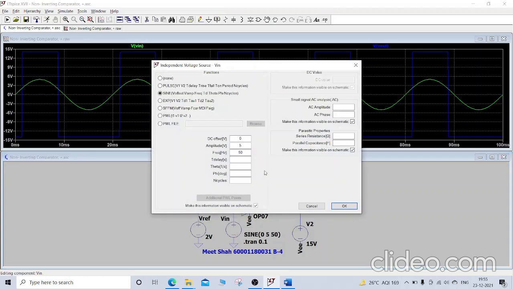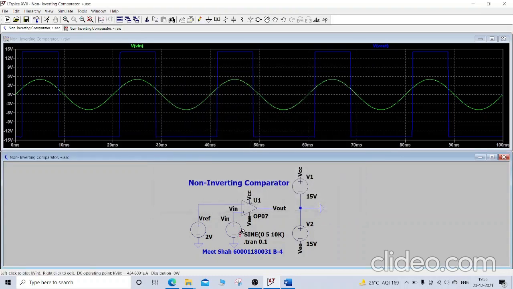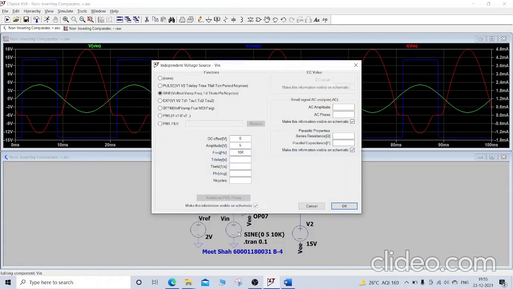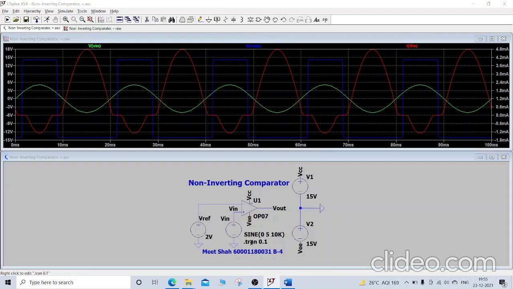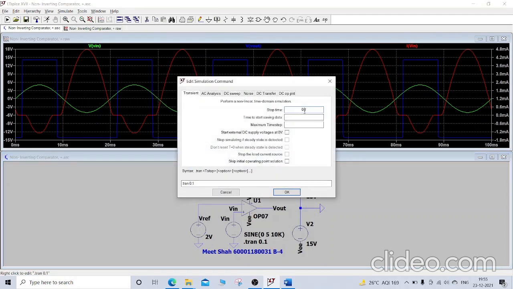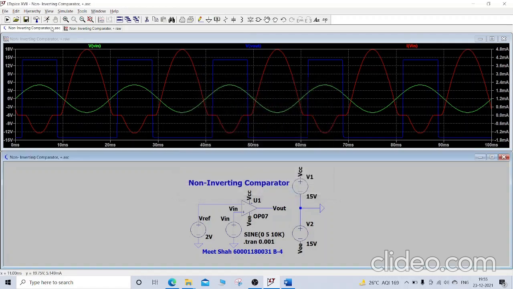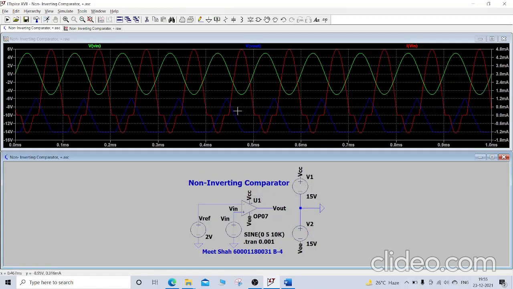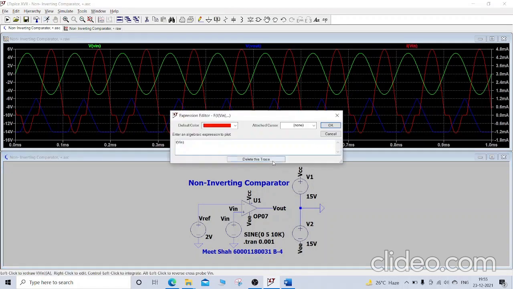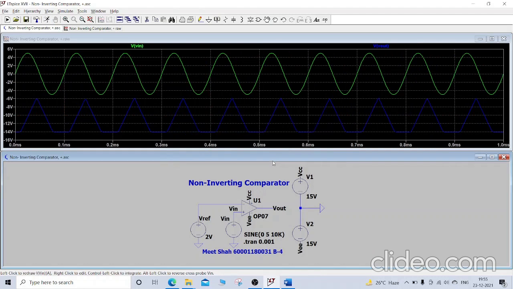Now we'll change it to 10 kilohertz. We already gave 10k. So we'll change this to 0.001 and we'll simulate this. So here we seem to have an output. I will delete this place. So we can see we are getting a triangular wave as our output for 10 kilohertz.